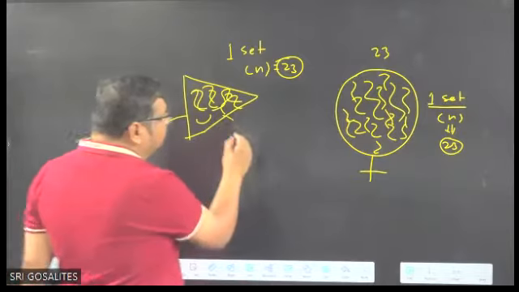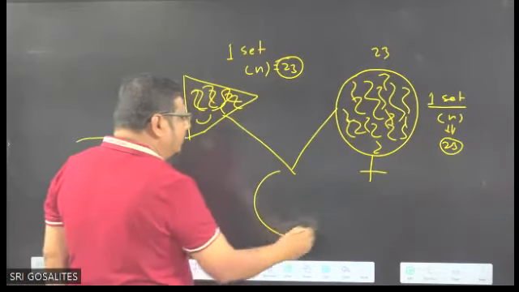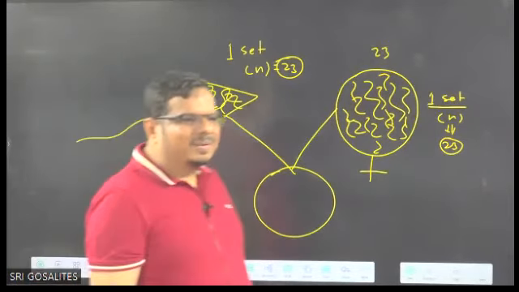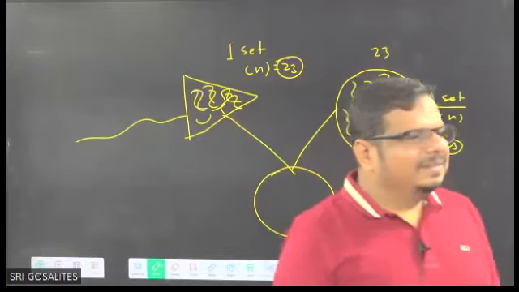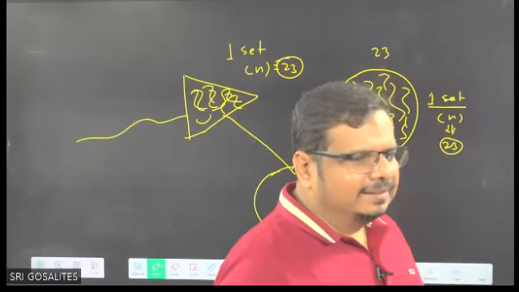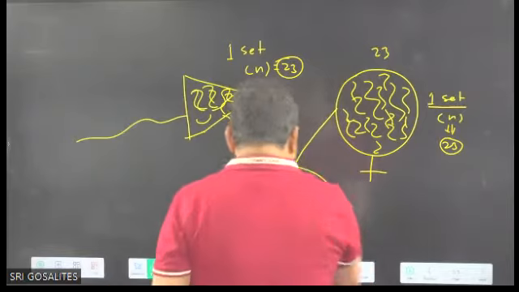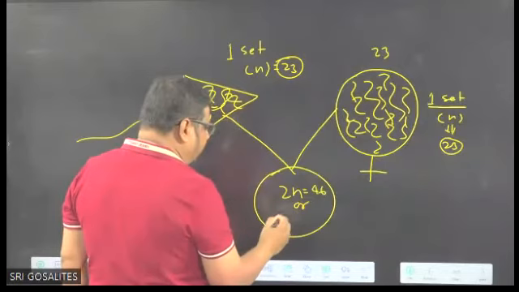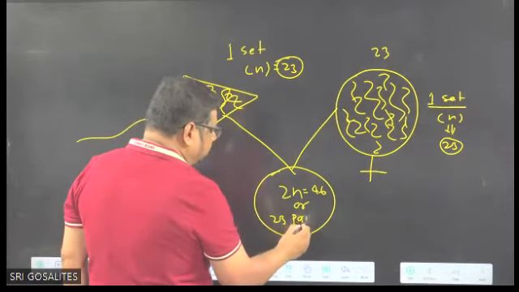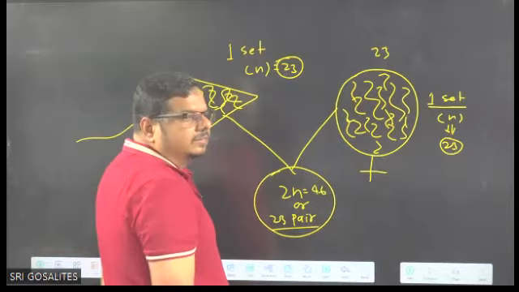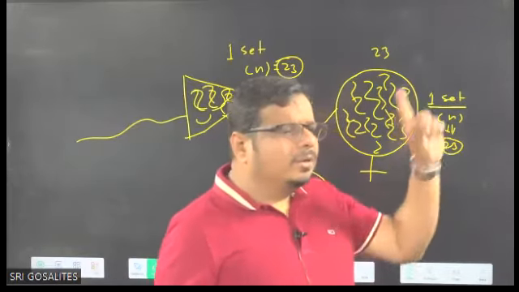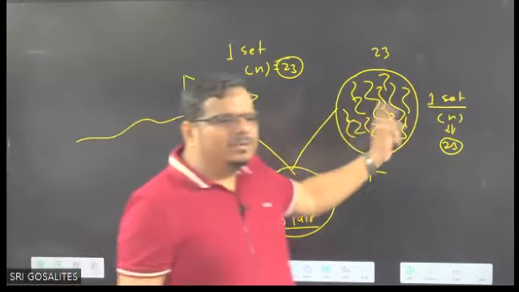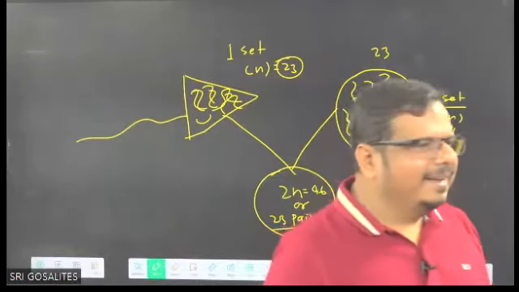Now they are joining together and forming which one? A zygote. In the zygote, how many chromosomes will come? 46. Clear? And how many sets will it have? 2 sets. 2n. 2n equals 46, or you have to say 23 pairs. Now, the first longest is also present in a sperm, right? And the first longest is also present in which one? Egg. Agree or not agree?